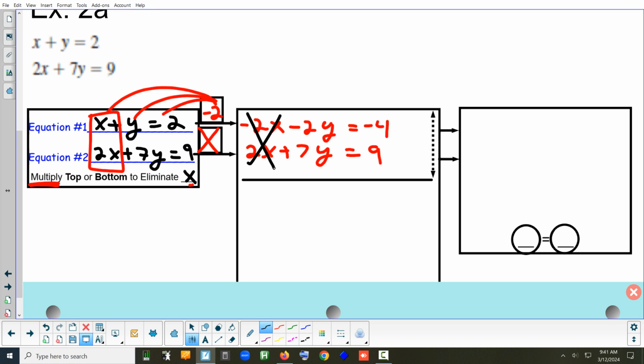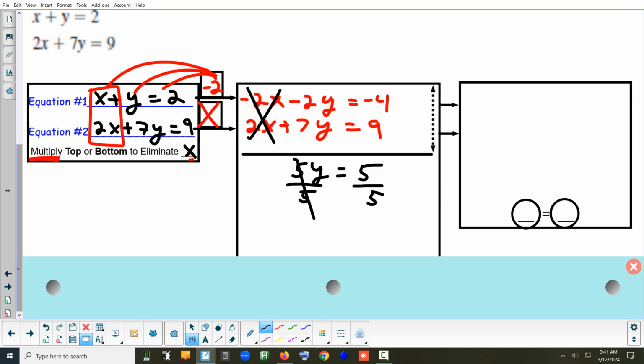Maddie, what's negative 2y plus 7y? 5y. Perfect. And Zach, negative 4 plus 9? 5. Yep. All right. So we almost have y by itself. Sam, what's my last step to get the y alone? Divide 5 by 5. Yep, so divide by 5 on both sides.